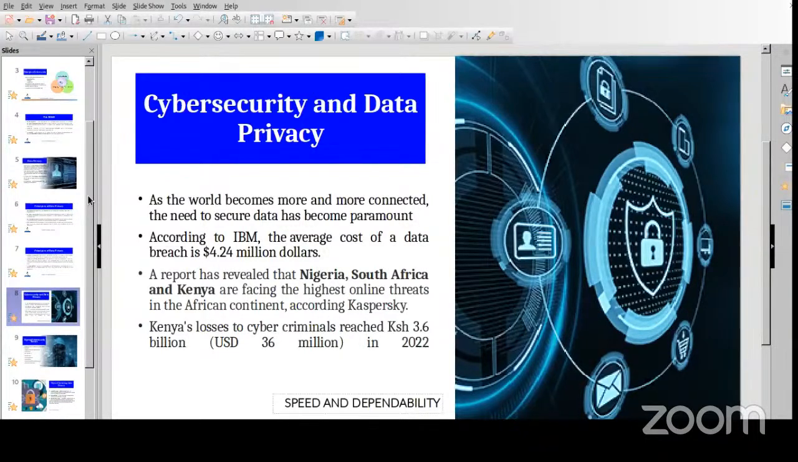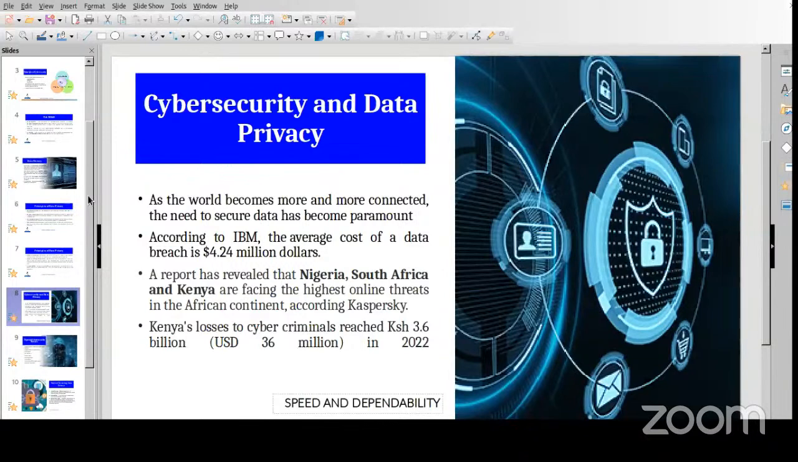Cybersecurity and data privacy. As the world becomes more and more connected, the need to secure data has become paramount. According to IBM, the average cost of a data breach is $4.24 million. This is just an average estimated cost, but it could be higher. Another report has revealed that Nigeria, South Africa, and Kenya are facing the highest online threats on the African continent. This is according to Kaspersky, the antivirus provider. I think you've all interacted with it at one point or another.